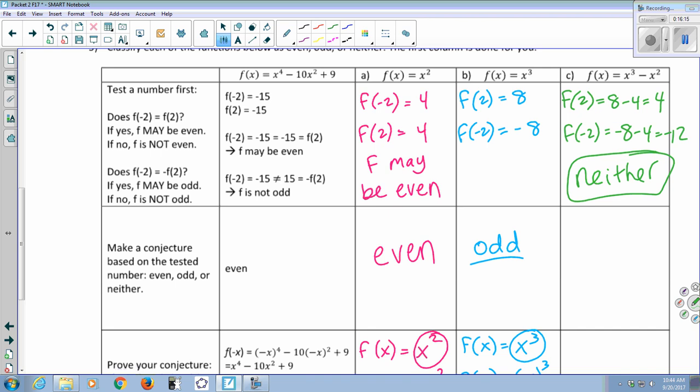Because the definition of even means that every single x and opposite x will produce the same y. The definition of odd is that every single x and opposite x will produce opposite y's. So I have immediately found an x and an opposite of x that don't produce the same y, don't produce opposite y's. So this is neither even nor odd.